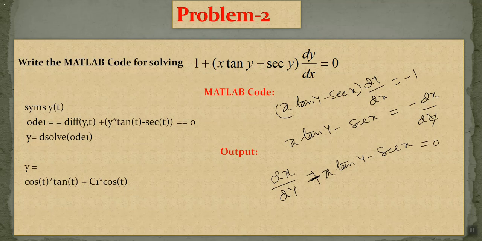Now how to write our code? I will call it ODE1. You may write any name. First declare the symbolic notation syms y of t. In place of x I will write y, in place of y I will write t. So what is the equation? dx by dt is diff function of y comma t. You may write in terms of x and y, then no problem, you will get the solution in terms of x and y, don't worry. Plus y into tan t minus secant t. Now in place of equals to, use double equals, then apply.